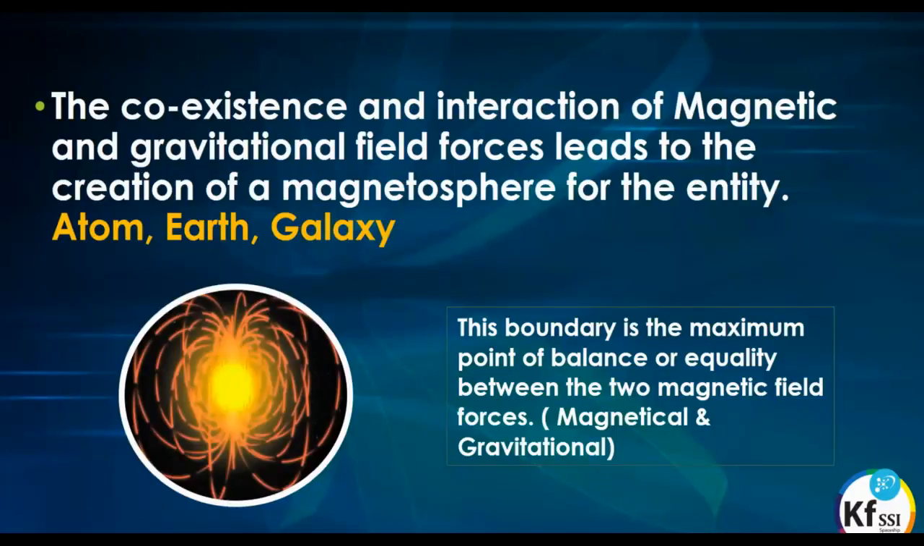And when we look at the coexistence and the interaction of these magnetic and gravitational field forces, it leads to the creation of a magnetosphere for the entity. So when we look at that atom, it has its own sort of magnetosphere. The Earth has its magnetosphere that we can see. So would our solar system, so would the galaxy. So everything is the same. It's just the scale and the different field strengths. And this boundary is the maximum point of balance or equality between the two forces, magnetic and gravitational, which creates our magnetosphere.